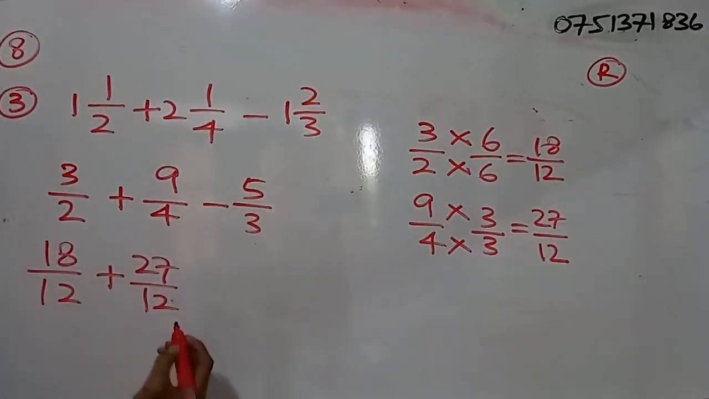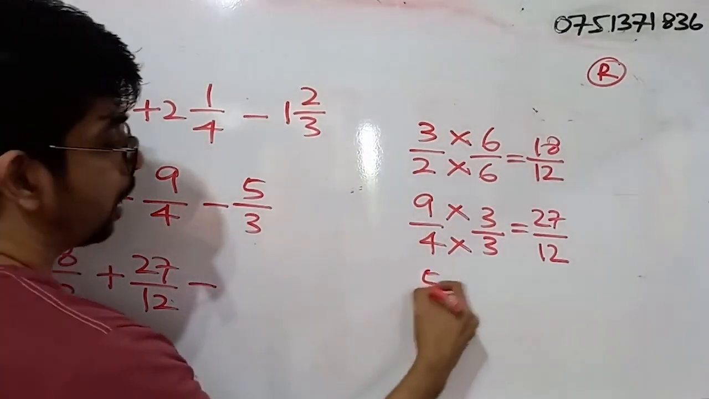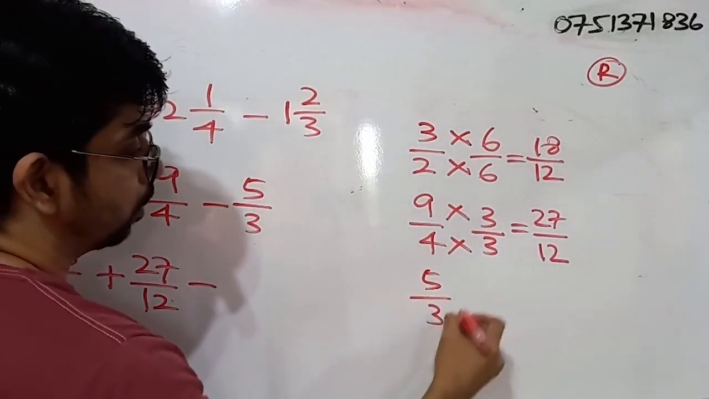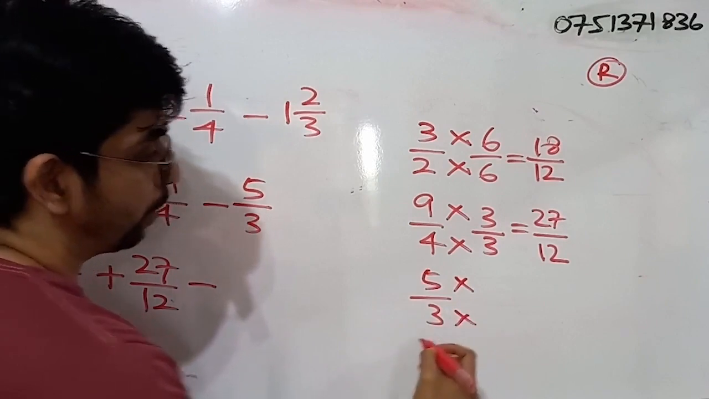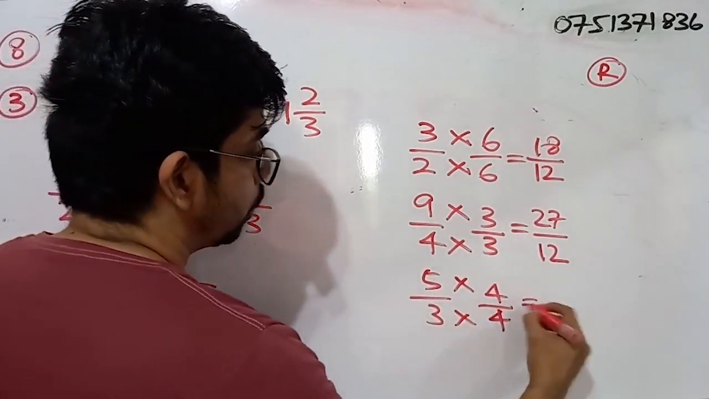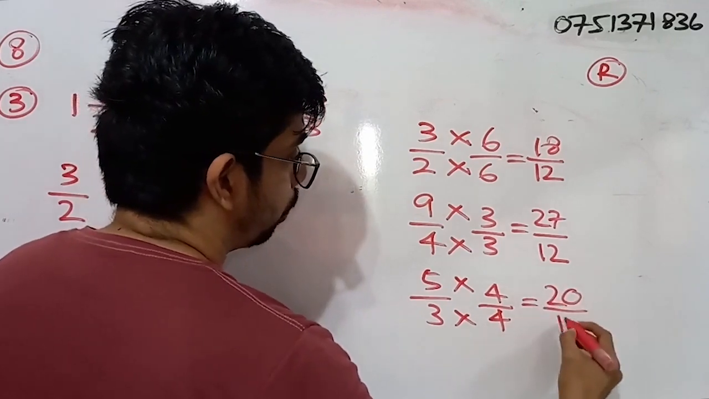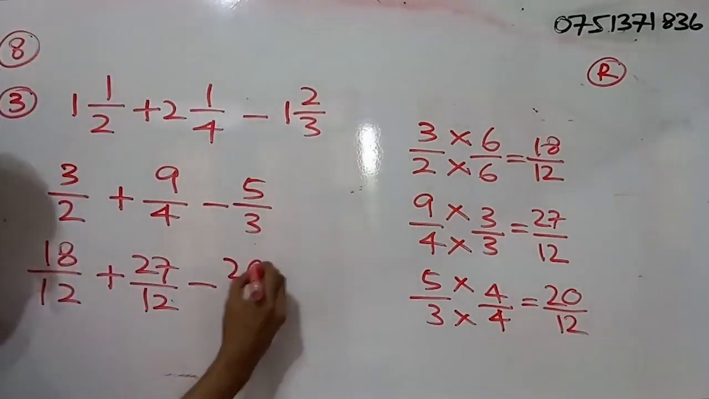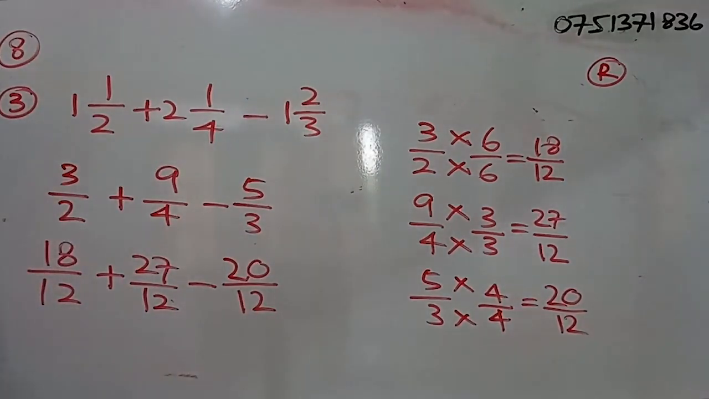27 by 12. From that, we have to subtract 3 by 5. So we have to convert it into a fraction where the denominator is 12. So I have to multiply the denominator and the numerator by what? 4. 20 by 12. 20 by 12. Right. Now we have to simplify. So start from here, work our way to this side, BODMAS.